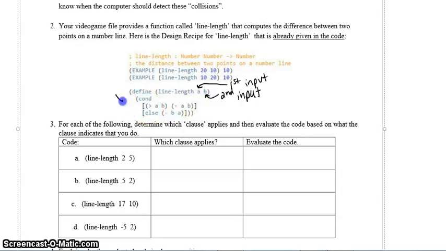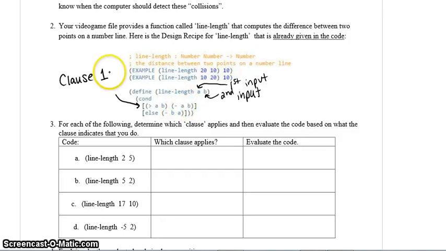So the first clause, which I will call clause 1 so that we can refer to it easily, says that if A is greater than B, then the computer is supposed to evaluate A minus B. So in other words, if the first number is greater than the second number, then subtract A minus B. So in that case, A is the larger number and B is the smaller number, and we're subtracting larger minus smaller.